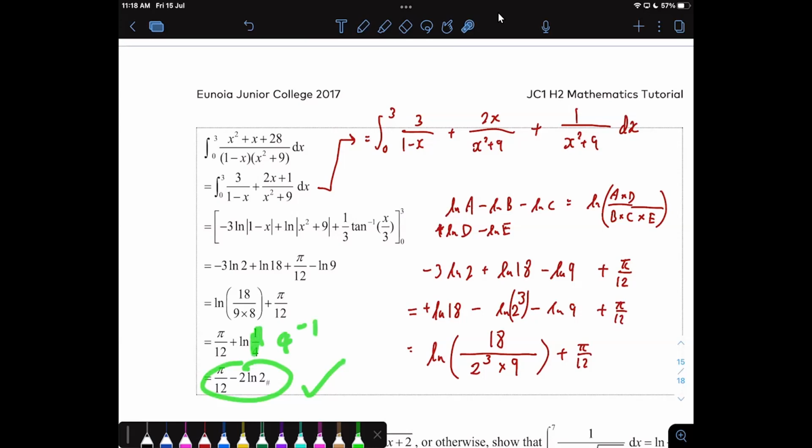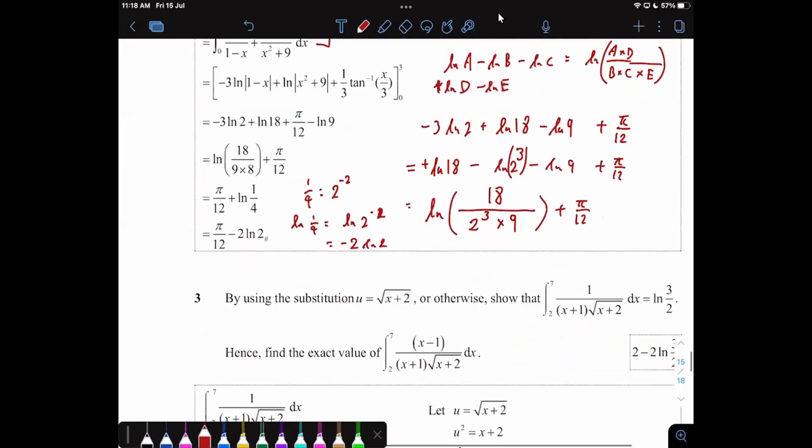1 over 4 is 4 power negative 1. Or rather, maybe I just write down, 1 over 4 is the same as 2 power negative 2, right? Then you can just ln this, then the power can go down. So negative 2 times ln of 2. Yes? Okay. Good. So moving on. That is question 2 done.